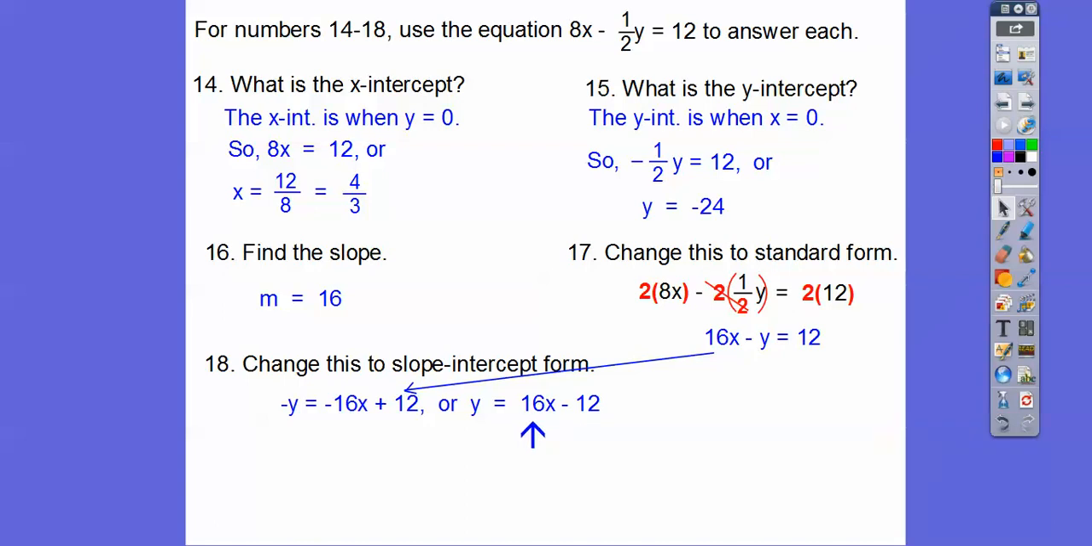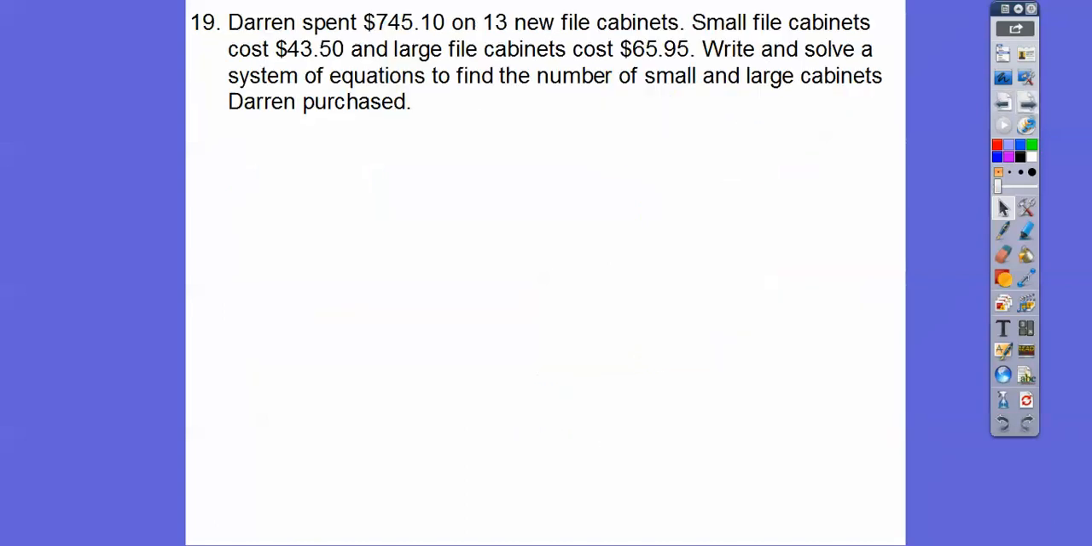The m is our slope right there, so the slope is 16. All right, a couple of word problems to end this here.